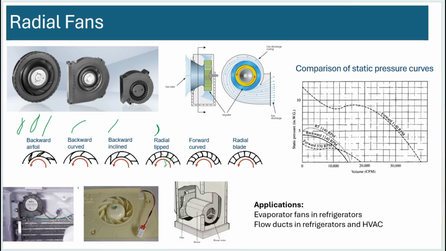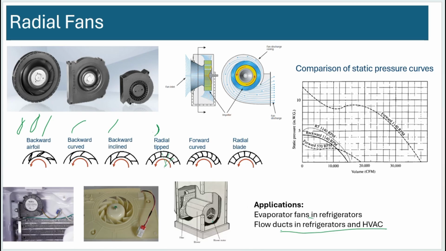And you can see several examples used in refrigerators. You can see this particular fan is feeding into a duct. A typical axial fan, you will not use this way because inside a duct, there's a lot of pressure drop. But these fans can handle a lot of pressure and deliver a decent amount of flow rate. They sacrifice flow rate for pressure. Okay. So evaporator fans in refrigerators, flow ducts in refrigerators, and HVAC. That's where they're mostly used.